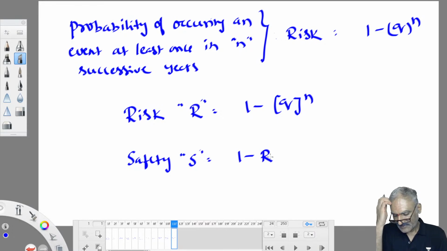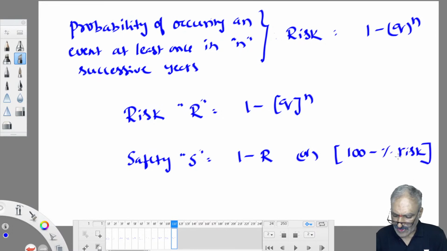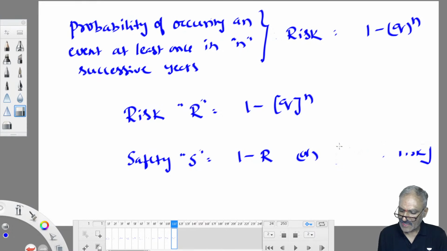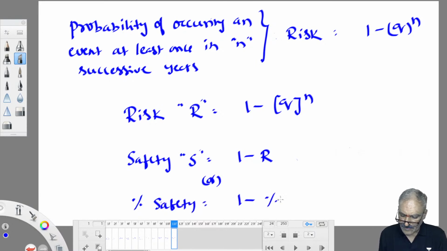So safety is 1 minus R. Sometimes we can also work out in percentages: safety in percentage is equal to 100 minus percentage risk. Risk can also be worked out in percentage, and safety can also be obtained in percentage. Or it can be expressed as a fraction, which is nothing but the probability of occurrence only. Probability of occurrence you can express either in terms of fractions or in terms of percentages. So percentage safety is equal to 100 minus percentage risk. That's it.